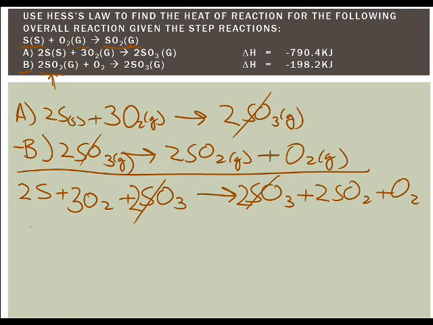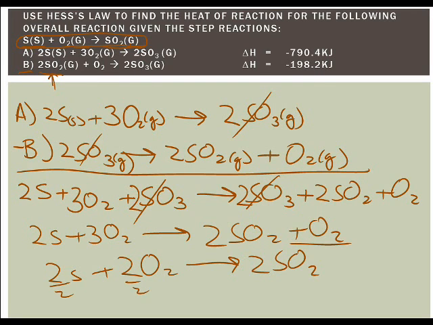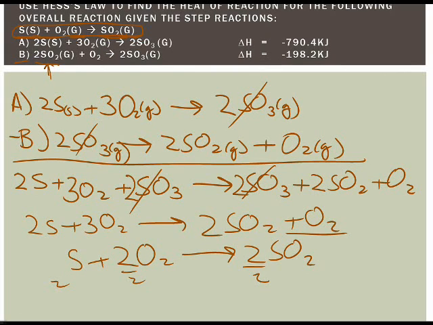And what are we left with? We're left with 2S plus 3O2 goes to 2SO2 plus O2. Now we can subtract this O2 and bring it over to the other side. So we have 2S plus 2O2 goes to 2SO2. And this looks an awful lot like the original equation. That's the equation we want, except there's just a factor of 2 there. So what we can do is divide everything by 2. So we divided everything by 2. That will cancel out, gets rid of these, and we are left with our original equation.